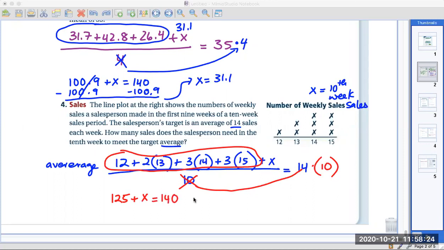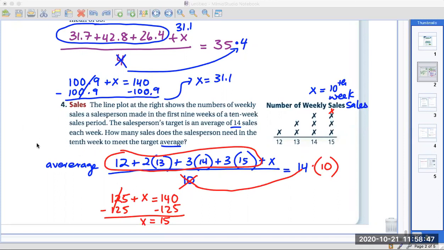Because 14 times 10 is 140. Subtract 125. Bring down the x, bring down the equal sign, and it is 15. So he needs another x here. He needs another sale of 15.